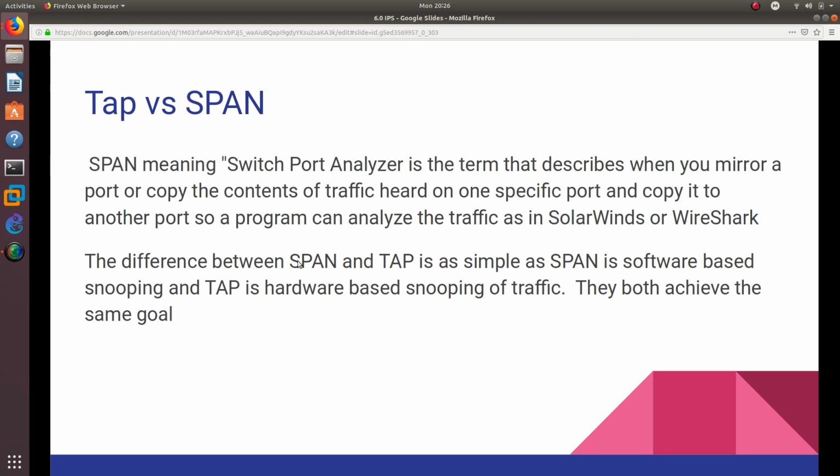The difference between SPAN and TAP is simple: SPAN is software-based snooping and TAP is hardware-based snooping of traffic. So they both do the same thing. It's just that SPAN is software and TAP is hardware-based snooping of traffic, and they both achieve the same goal.